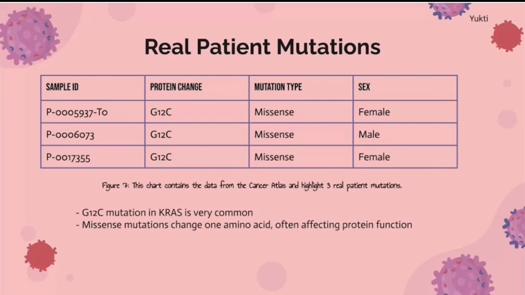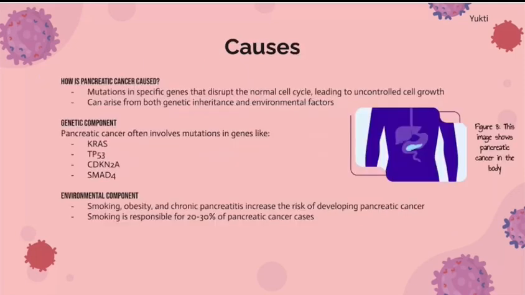We also noticed the gender of each patient. 2 are female, 1 is male. These samples came from different cases but show a consistent trend. The same KRAS mutation shows up often, especially the G12C change. This helps scientists figure out which mutations are most dangerous and how to target them with treatments.